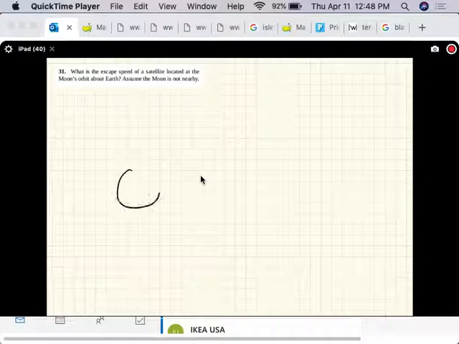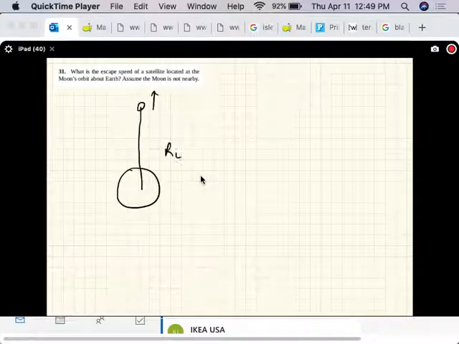Okay, so here is Earth, and here is the satellite. So here is the object, and it's at rest at that point. What we want to do is throw it such that it escapes. Okay? And the distance is the Earth-Moon distance. Also, this could be the escape velocity for Earth.